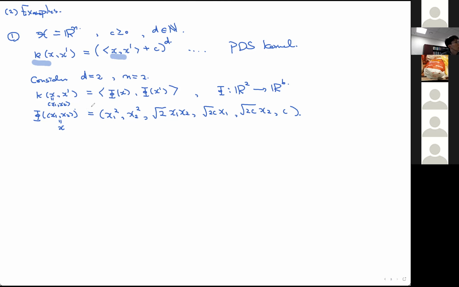Then, if you take the inner product, you can actually see that what we get is exactly the same as the polynomial kernel that we defined above. This is called the polynomial kernel, and in this specific case it is exactly the same as the inner product that I showed here. So we can prove this satisfies the PDS property, and you can also see that K in this case can be expressed as an inner product in 6-dimensional space.